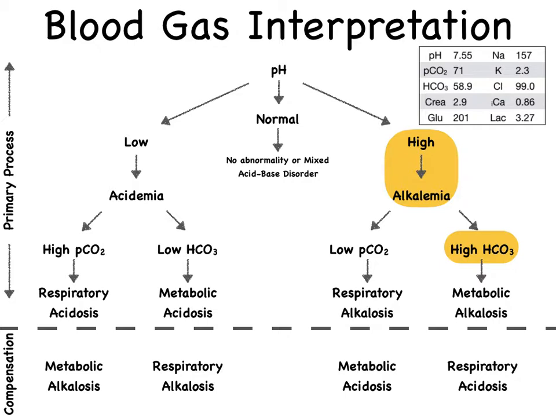Since the pH is alkalemia, and the high bicarbonate means a metabolic alkalosis, the patient's primary problem is a metabolic alkalosis. The next step is to determine if compensation is occurring. With a metabolic alkalosis, we would expect the patient to try to compensate by having a respiratory acidosis. And indeed, our patient is cooperating and has a very high PCO2.